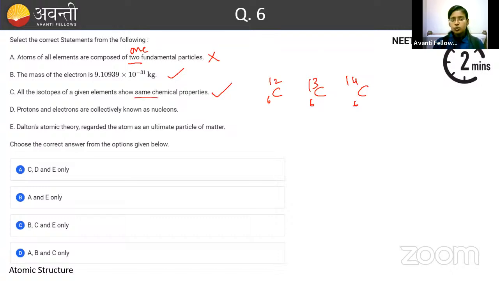Next, coming to statement D. Protons and electrons are collectively known as nucleons. Is that correct?